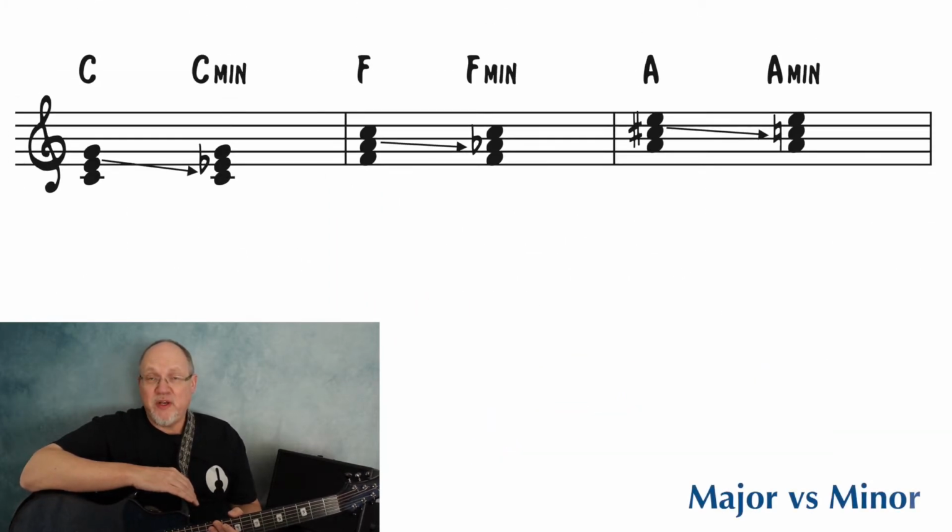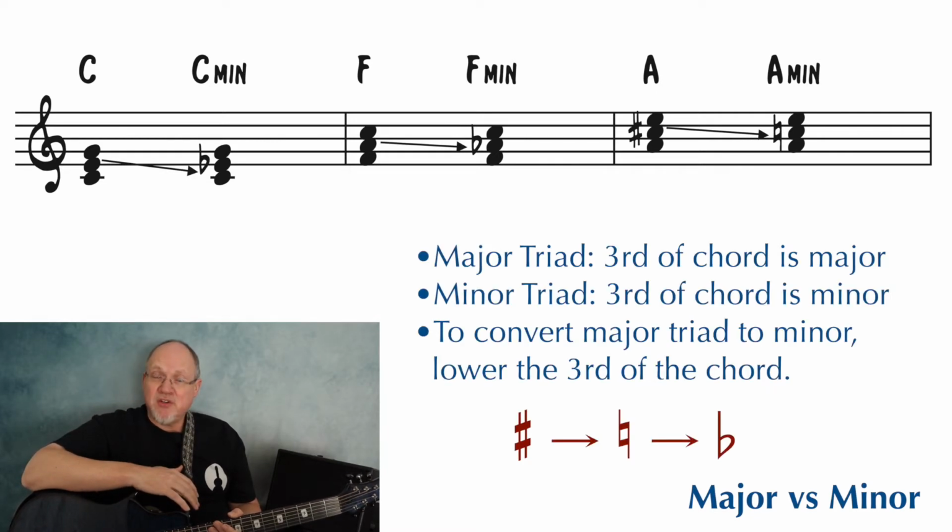The only difference between a major triad and a minor triad is the third of the chord. The third of the major chord is a major third above the root, and the third of a minor chord is a minor third above the root. One easy way to write a minor triad is to write a major triad and then lower the third.